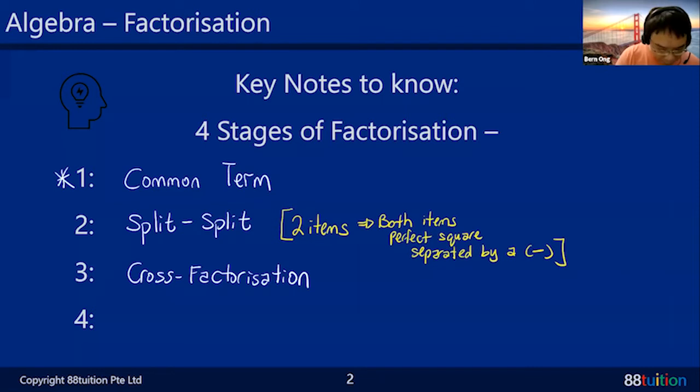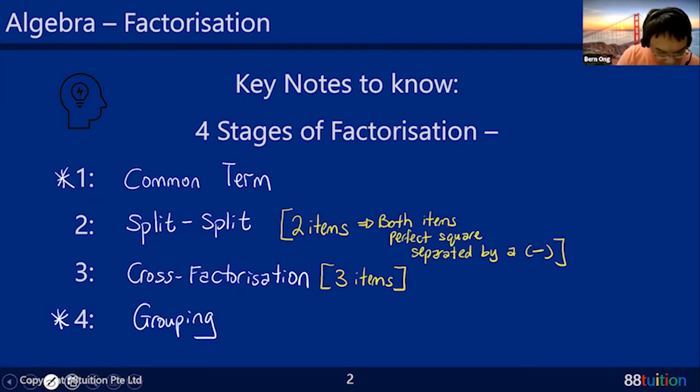Okay, and cross factorization consists of 3 items. What are items? Later I'll show you. This will give you just a heads up, which one to use for which question. And number 4, some of you learned this in Sec 1. This is called factorization by grouping.